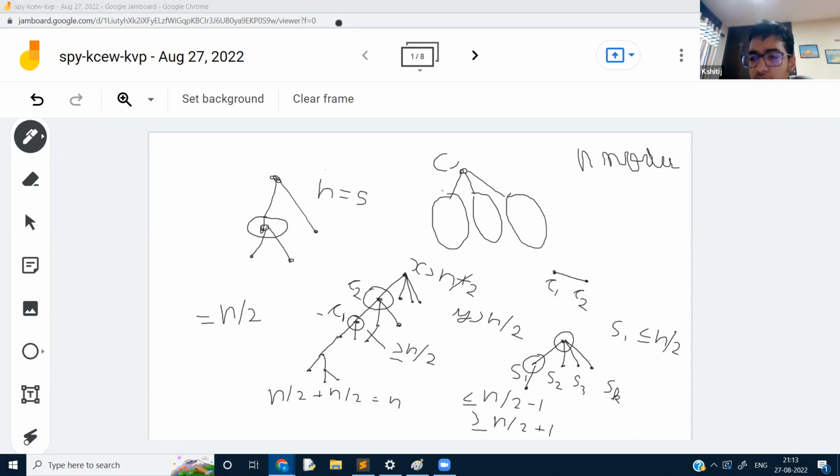Is this proof clear of the two centroids? We proved there can be at most 2 centroids, right? Yes. Okay.